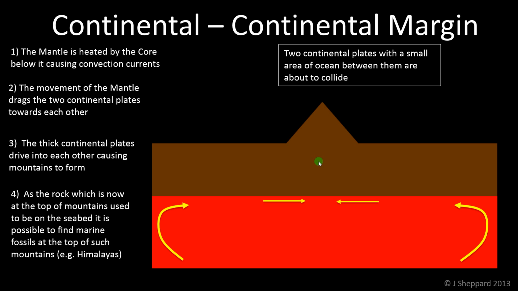Okay, and interestingly here, because the rocks that are now at the top of these mountains were the ones originally in this small piece of ocean crust between the two continental tectonic plates moving together, you can find things like fossilized marine life, so sea fossils, fish, small sea-dwelling animals at the top of these mountains, and you can find these at the top of mountains like Mount Everest in the Himalayas. So there's very strong evidence there that this process is taking place.